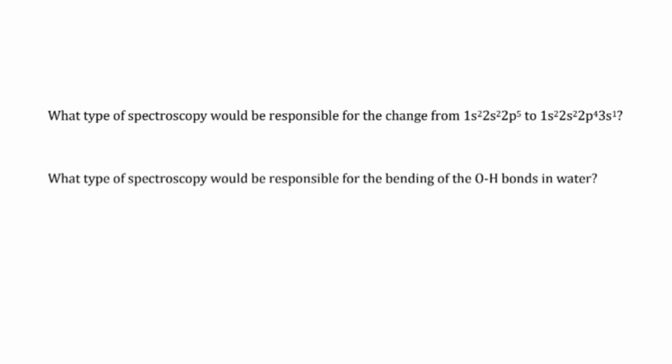What type of spectroscopy would be responsible for the change from 1s2 2s2 2p5 to 1s2 2s2 2p4 3s1? So we're looking at electronic changes, electron transitions. So this has to be ultraviolet visible spectroscopy.